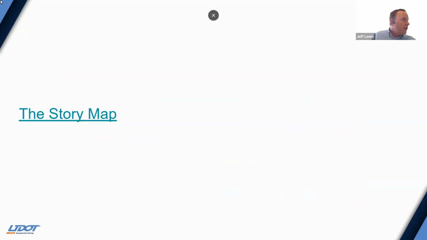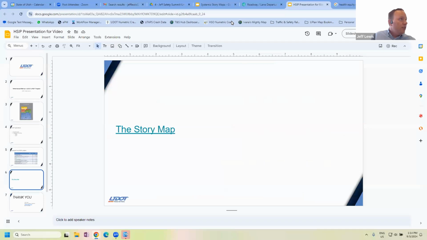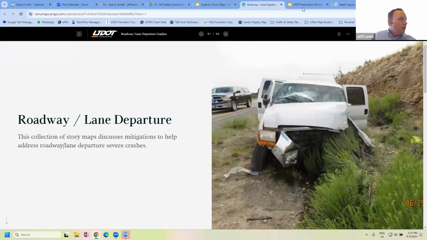The next thing I wanted to shift gears to is what we call our story map. This is basically in the part of the slides I showed earlier where we're helping the region traffic and safety offices identify potential safety projects and give ideas. Out of our Central Traffic and Safety Division, we developed this, we just call it our roadway departure story map.